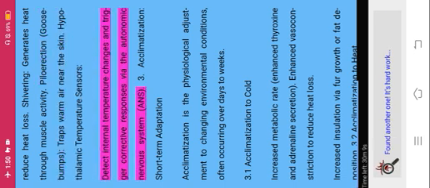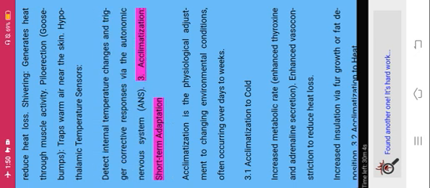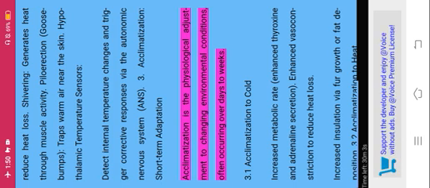Hypothalamic temperature sensors detect internal temperature changes and trigger corrective responses via the autonomic nervous system, ANS. 3. Acclimatization, short-term adaptation. Acclimatization is the physiological adjustment to changing environmental conditions, often occurring over days to weeks.